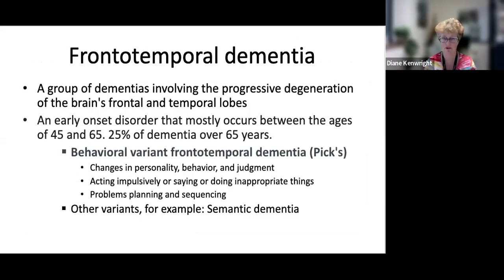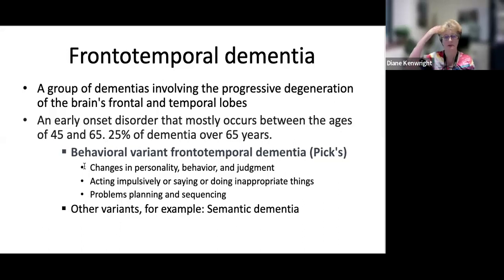Let's move on to frontotemporal dementia. What is frontotemporal dementia? It's a group of dementias. There are four main ones, but the most common and most distinctive one is Pick's disease, also now known as behavioral variant frontotemporal dementia. And it changes people's behaviors: changes in personality, behavior and judgment, impulsive acting, doing inappropriate things, problems planning and sequencing.